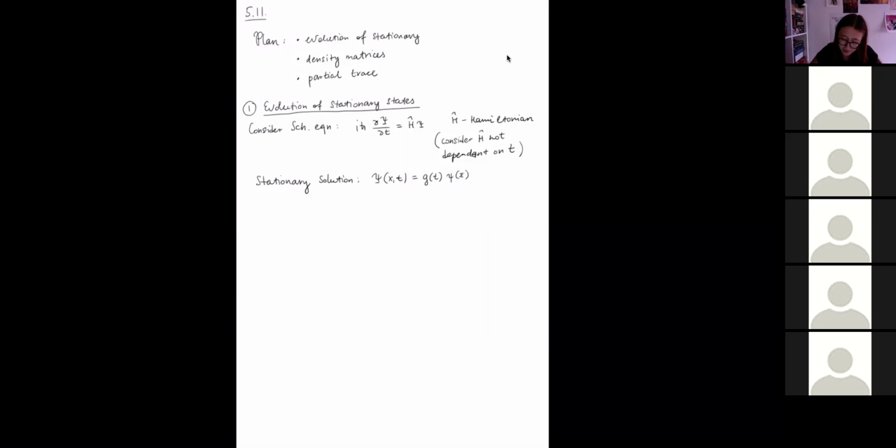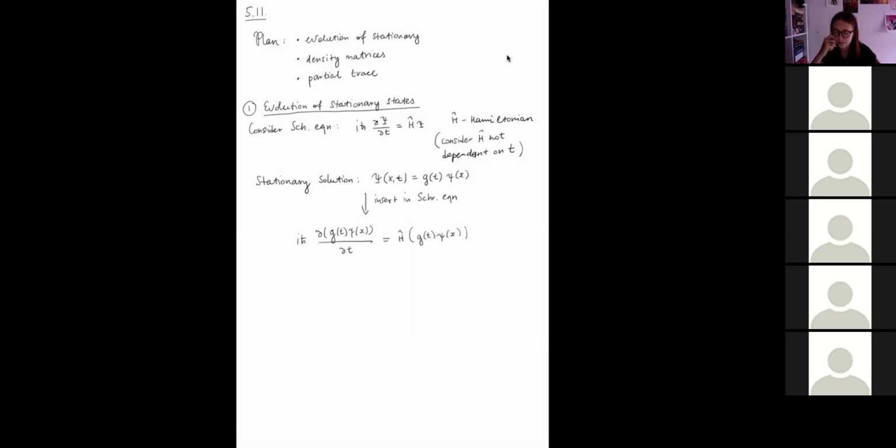Since we can express the wave function as a product of these functions g of t and psi of x, let us insert this expression in the Schrodinger equation. And what do we arrive at? We arrive at i h bar d of g of t psi of x by dt equals H acting on g of t psi of x.